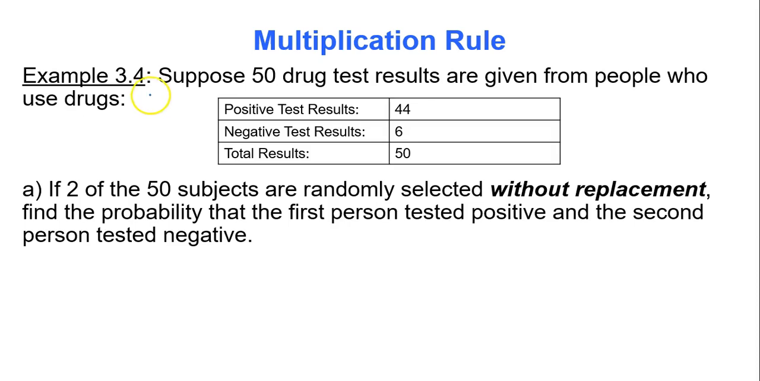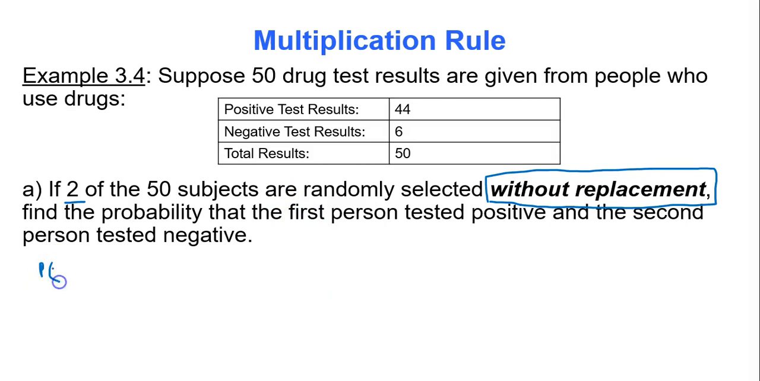Suppose 50 drug test results are given from people who use drugs. So I have 44 positive results, 6 negative results. If two of the 50 subjects are randomly selected without replacement, there's a reason why the word is bold, without replacement, find the probability that the first person tested positive and the second person tested negative.